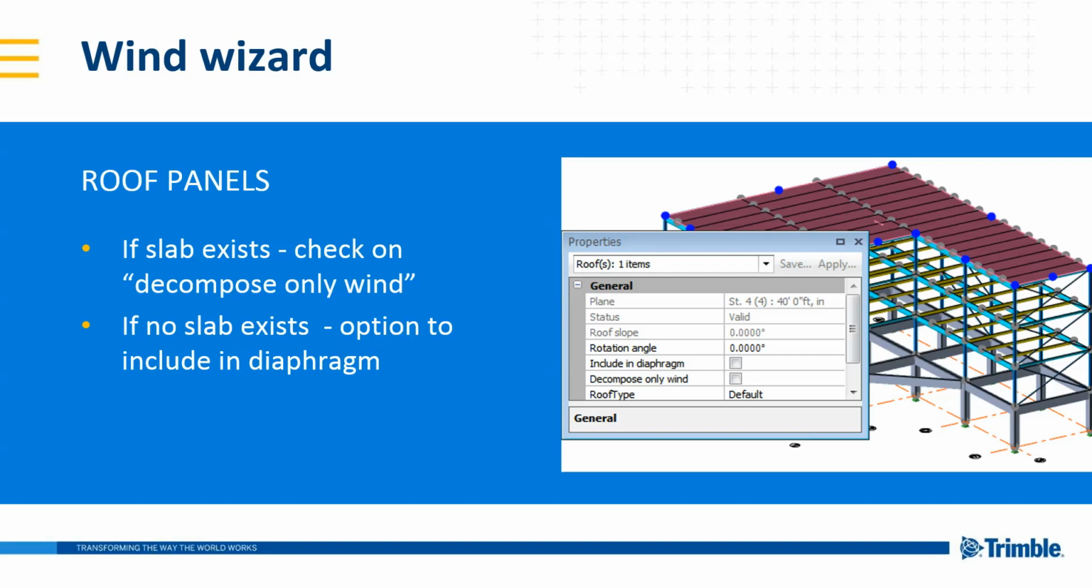One is if the slab is modeled on the roof. For example, if you actually have a concrete slab on your roof, or if you need a rigid diaphragm defined. If this is the case, you need to set the roof panel property to decompose only wind. Now, if there's no slab modeled, for example, if you only have a metal deck at the roof, then keep the only wind option unchecked, and you have the option to define a diaphragm or not in that case.